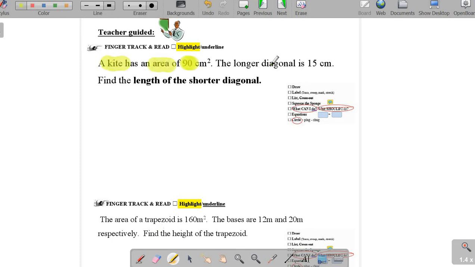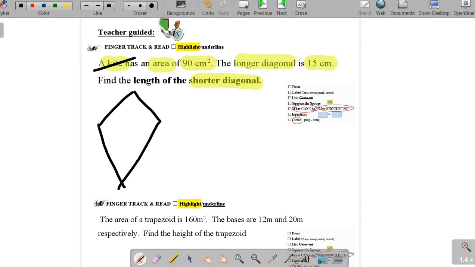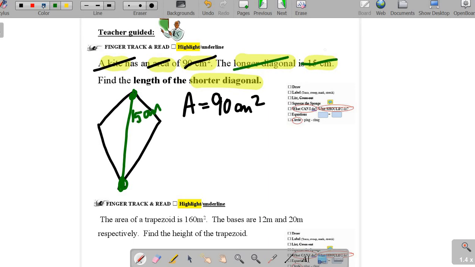We have a kite, area, longer diagonal 15. We want the shorter diagonal. Now, visualize. We have a kite. Cross it out. Area of the kite. Longer diagonal. Shorter diagonal. That's your unknown. We always start by writing the equation. The equation is one diagonal times the other diagonal over 2.